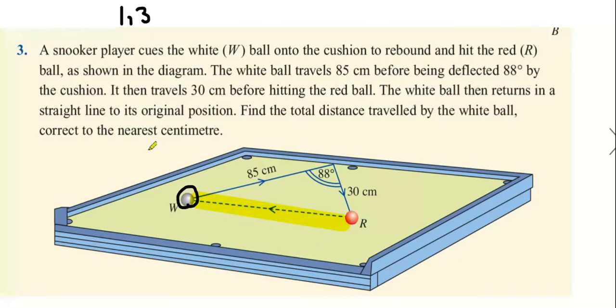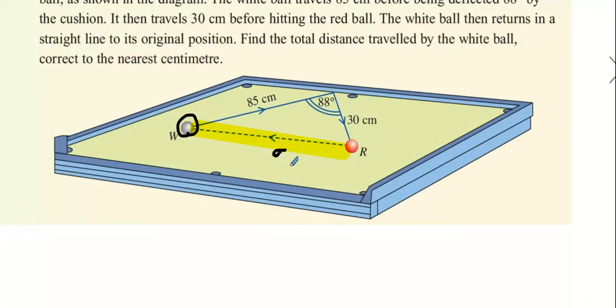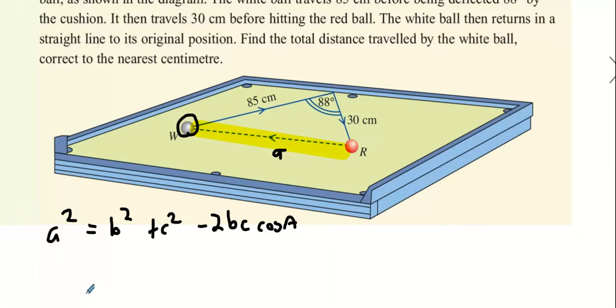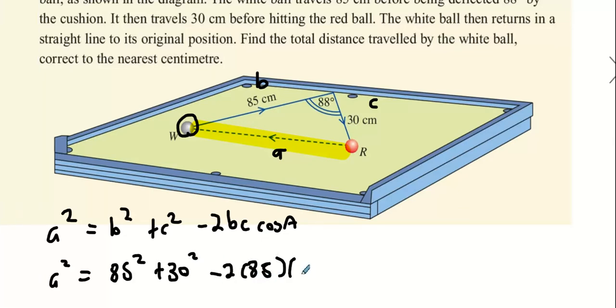So once again, we seem to have an angle sandwich, which we're going to use the cosine rule. So call this A. So we're going to use a squared equals b squared plus c squared minus 2bc cos a. You can b or c can be 85 or 30, whichever one you want. So 85 squared plus 30 squared minus 2 times 85 times 30, cos 88.